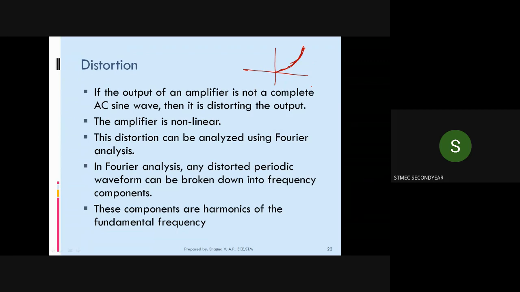In order to analyze this harmonic distortion, you have to use Fourier analysis. നിങ്ങളുടെ സിഗ്നൽസിൽ Fourier analysis പഠിക്കുന്നുണ്ടാവും. നമുക്കവിടെ അധികം ഡീറ്റെയിൽസ് വേണ്ട, ജസ്റ്റ് ഒന്ന് അറിഞ്ഞിരിക്കാൻ വേണ്ടി പറയുന്നതാണ്. In order to analyze this distortion, we are using Fourier analysis. That is, in Fourier analysis, the distorted periodic waveform can be broken down into different frequency components.